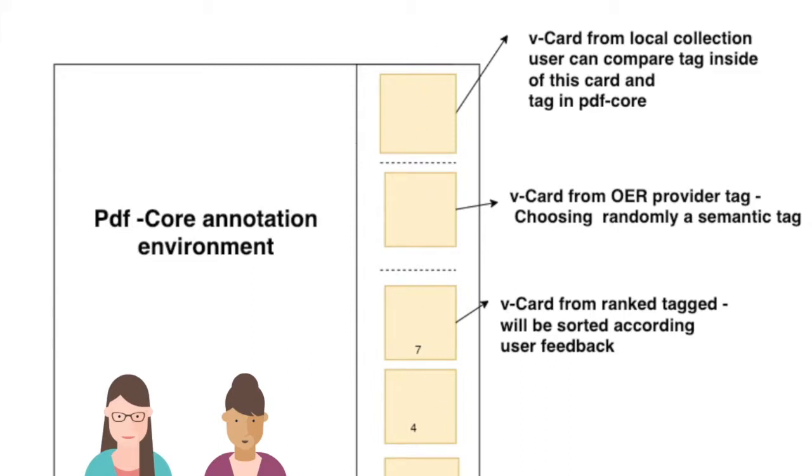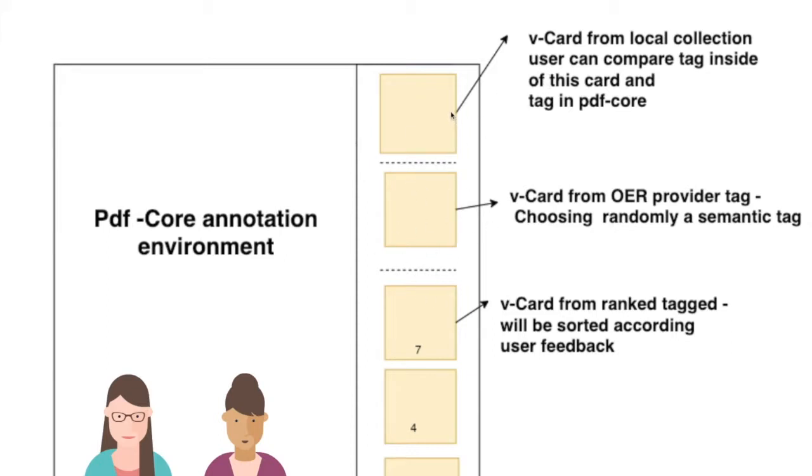So there are some cards, and inside each card is the title, text, and the main image. Sarah can click on each of them and preview inside of the environment if there is multimedia, and take a deeper look inside of them when they click on the link. So we have three sections in the recommendation sidebar.